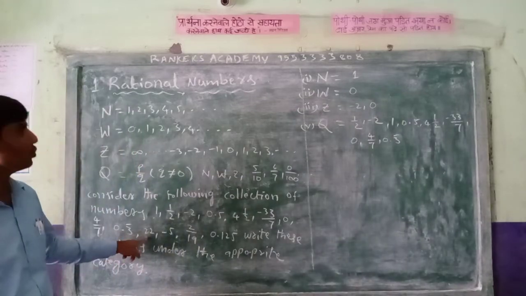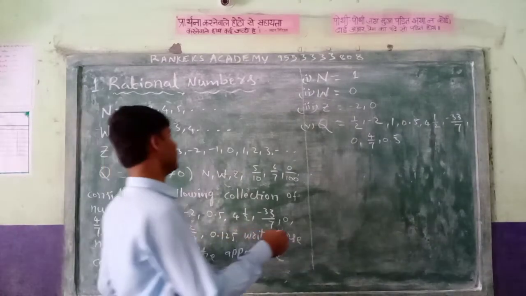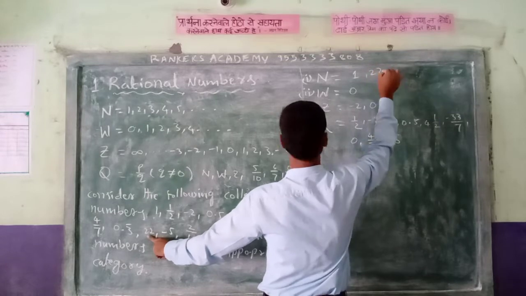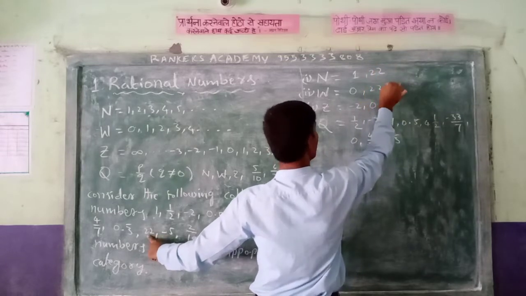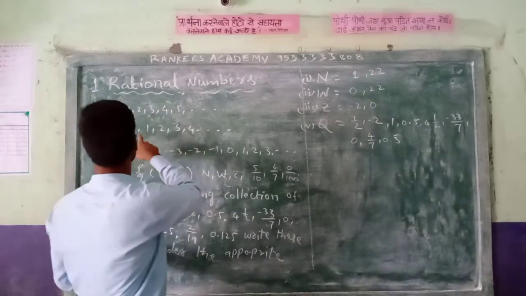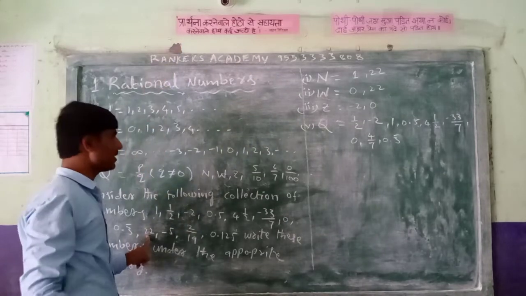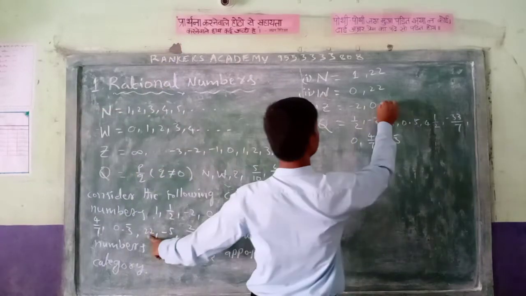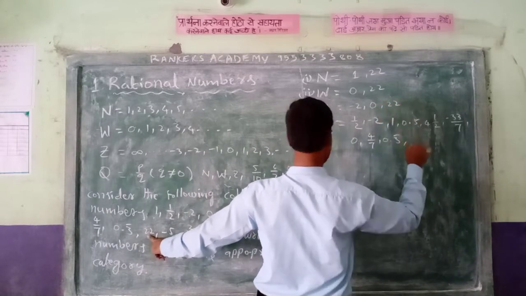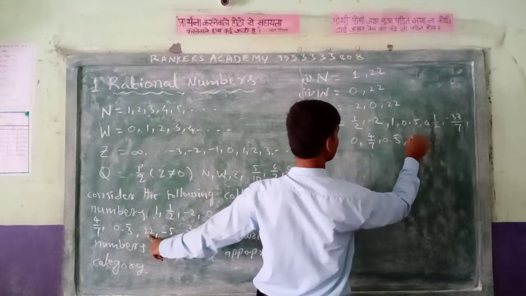Here 22 is a natural number. It is a whole number also, since 1, 2, 3, 4 up to 22 come in whole numbers. And we can write 22 under integers also.